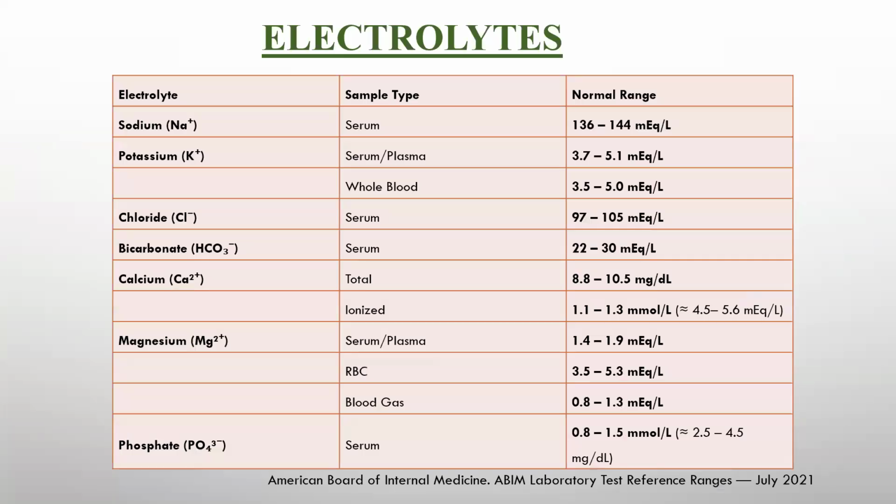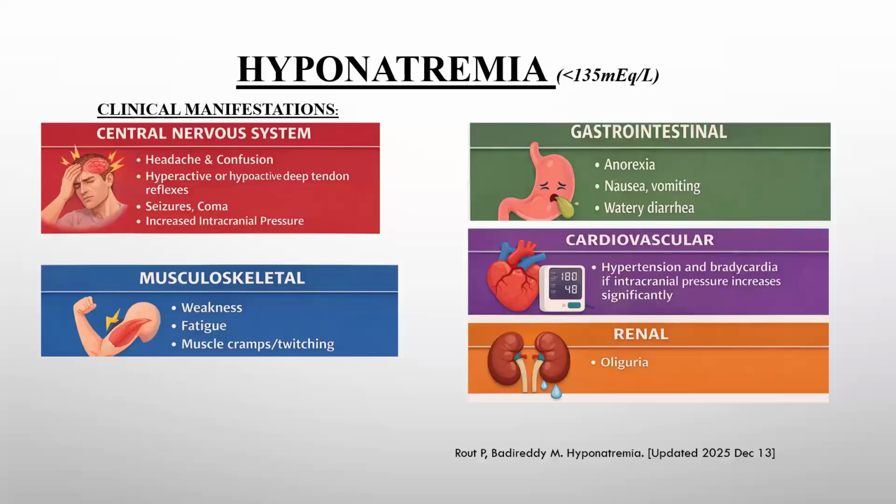So this is a table showing the normal values of all electrolytes. I'll be dealing with every electrolyte in detail. Sodium. The normal sodium level is 136 to 144 milliequivalents per liter. It is hyponatremia when it is less than 135 milliequivalents. So based on the severity, it can be mild, moderate, or severe. Mild is when the level is 130 to 134. Moderate is between 125 to 129, and severe is when it is less than 125.